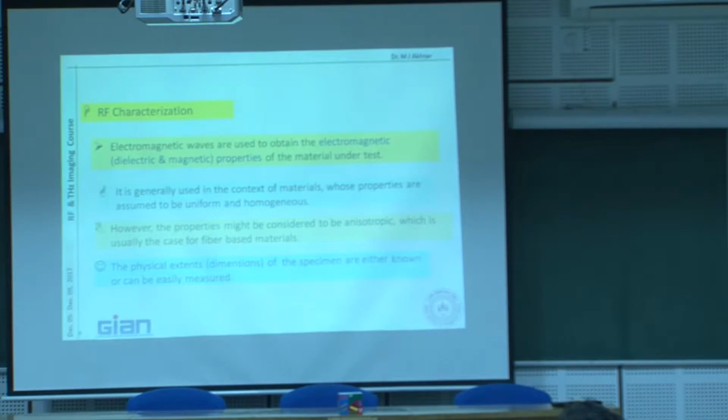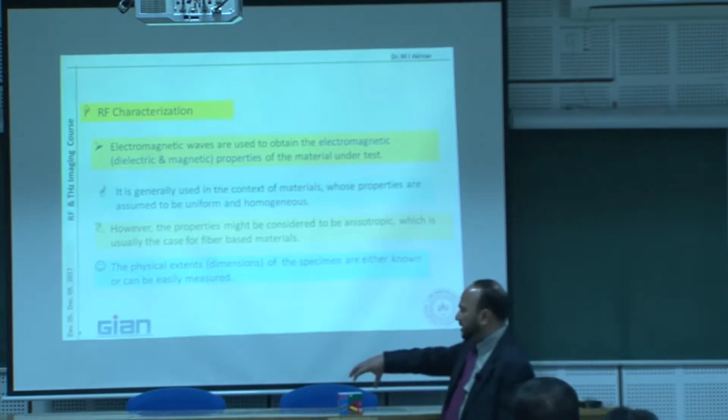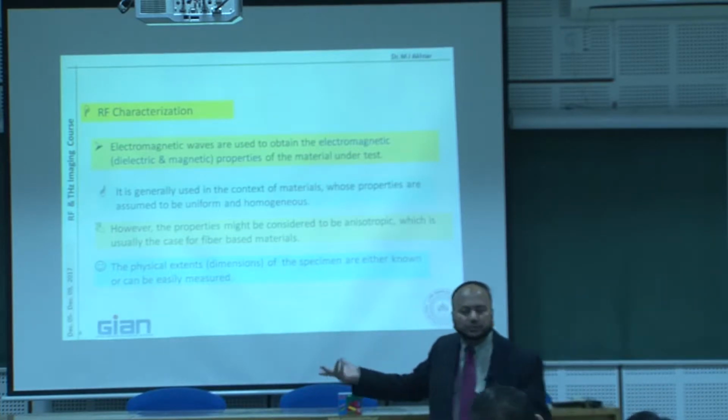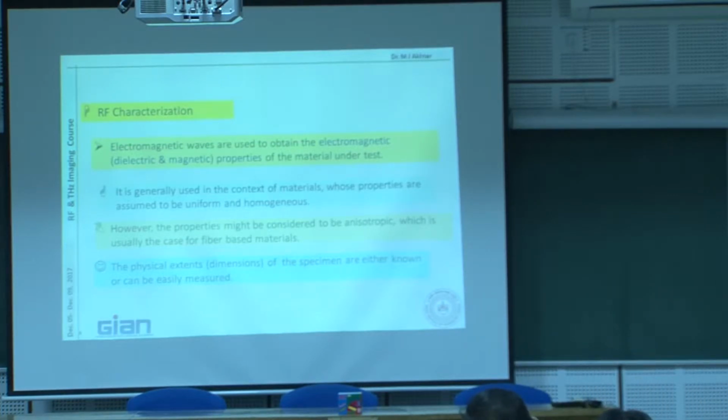As I mentioned earlier, for characterization you know the physical dimensions of the object. If someone gives you this object, I can take a scale and measure: this is x, this is y, this is z. So this is known. This is the first step, and it is simpler than what we call imaging.